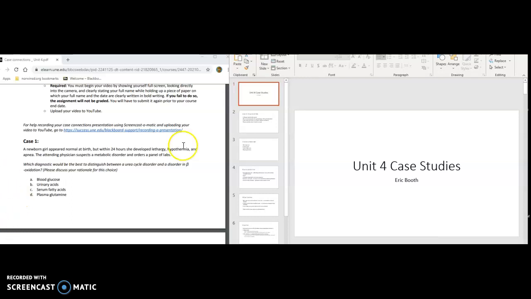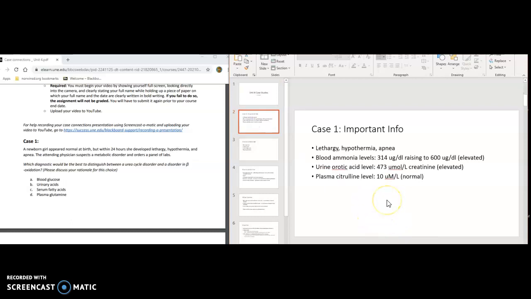But, anyways, let's delve into case 1. Some important information we should gather from the prompt: we know that the patient is lethargic, hypothermic, and experiencing apnea. Her blood ammonia levels are 314 micrograms per deciliter to start and rise to 600 micrograms per deciliter. Her uric acid levels are elevated at 473 micromoles per liter of creatinine. However, her plasma citrulline levels are normal at 10 micromolar per liter.